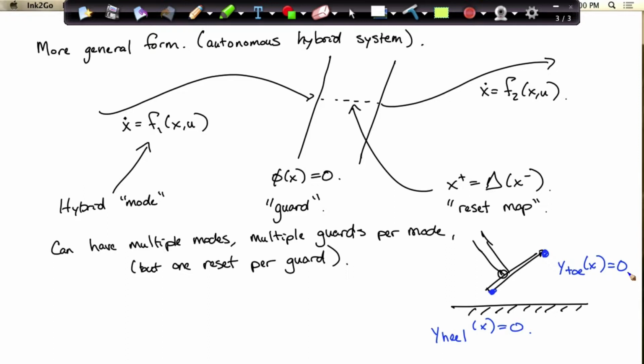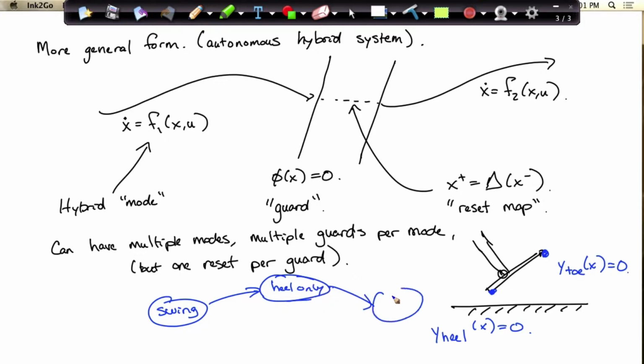So you can imagine having a whole graph of possible transitions, where I'm in the swing phase, and I could transition to the heel-only phase. Then maybe if things are going well, my toe comes on the ground, which is my flat foot phase. And then maybe I get a toe only, a heel off. And if I've got only one leg, which is all I've drawn, then maybe I'm right back to swing again. You could imagine doubling that.